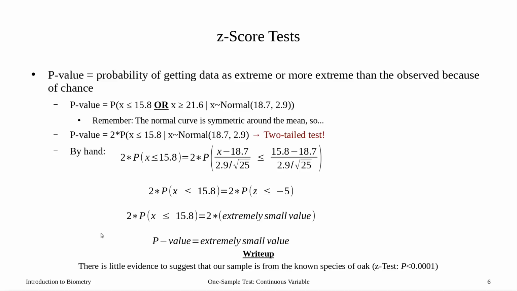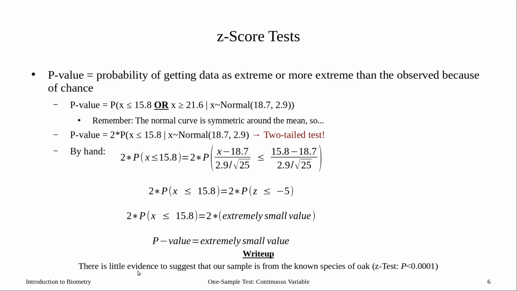How do we write it up? Well, remember those 5 different things that we have to include. Our conclusion or interpretation, our test that we ran, the p-value, the test statistic, and the degrees of freedom. So this would be an example write-up. There is little evidence to suggest that our sample is from the known species of oak. This part is our conclusion interpretation. Z-test, that's the test that we ran. Our p-value is less than 0.0001. I didn't give a test statistic or degrees of freedom because this z-test does not have them.